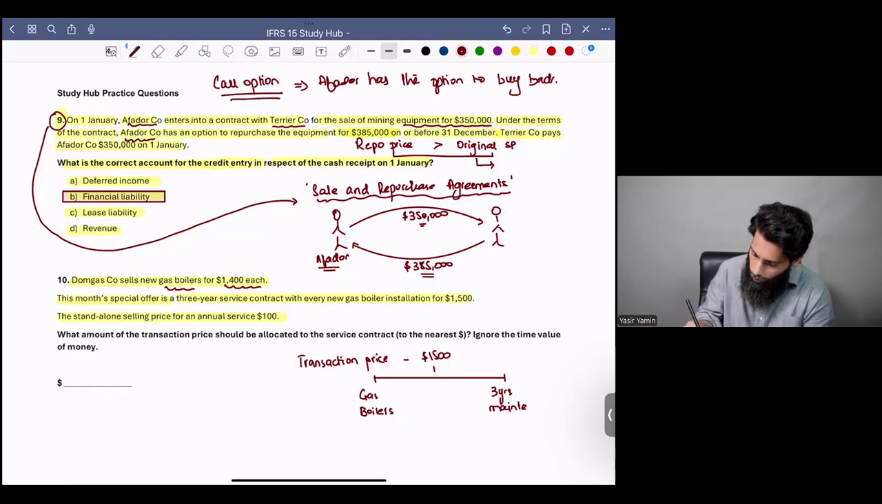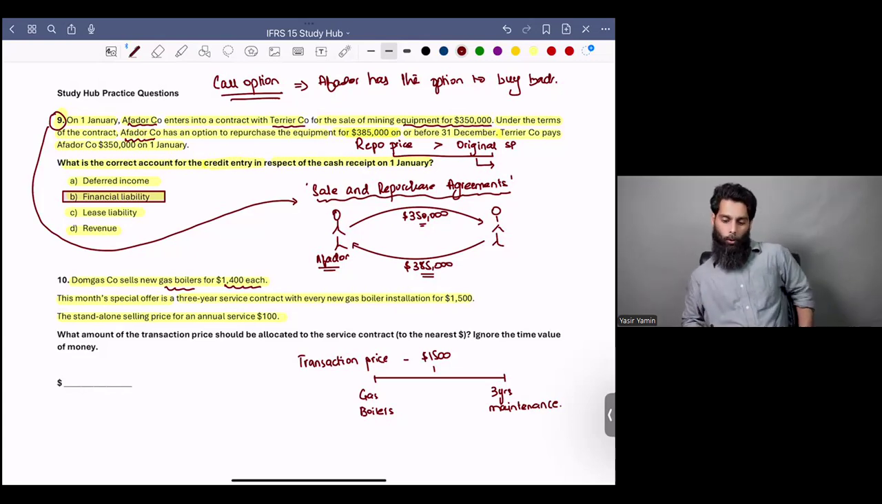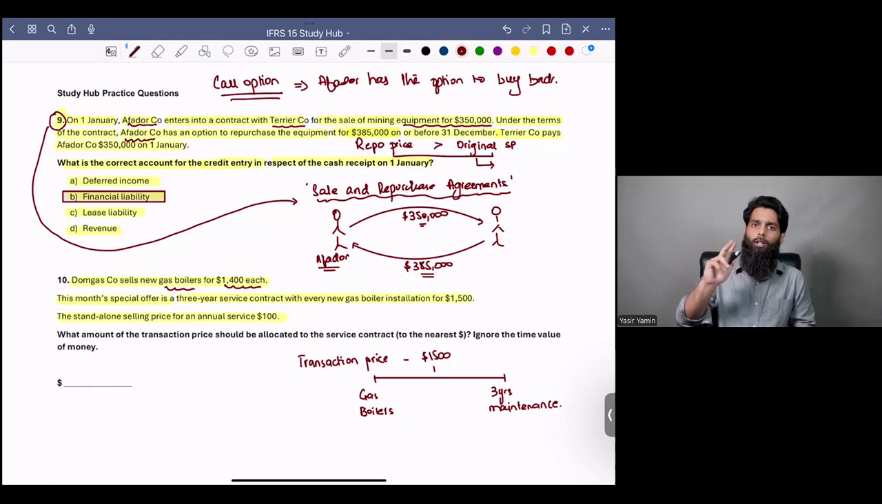So guys, can we clearly identify two separate performance obligations within one contract? Is that so? Give me a yes or a no. We can clearly identify two performance obligations within this contract. Yes or no? Clear?